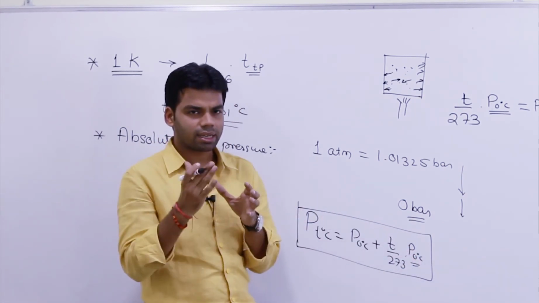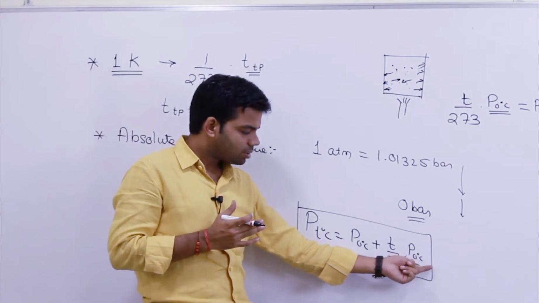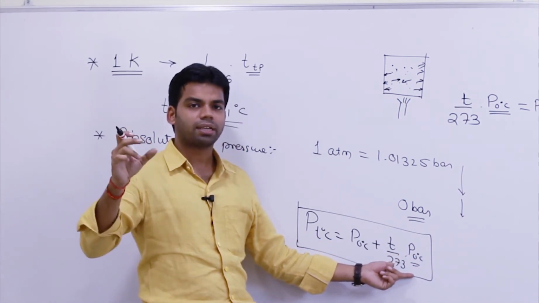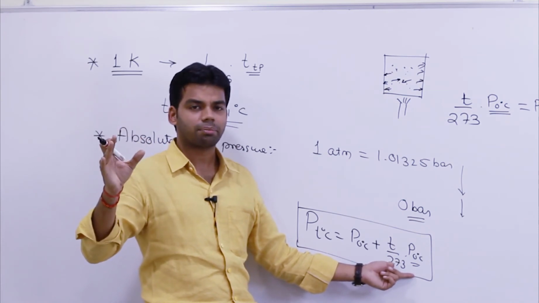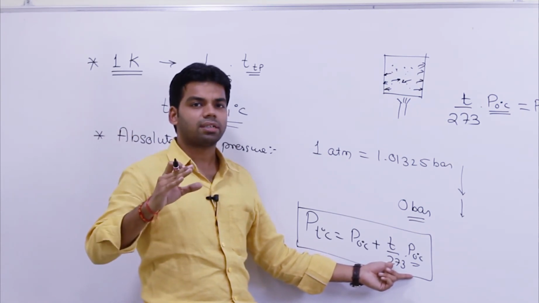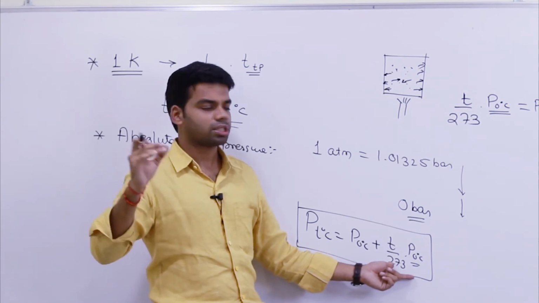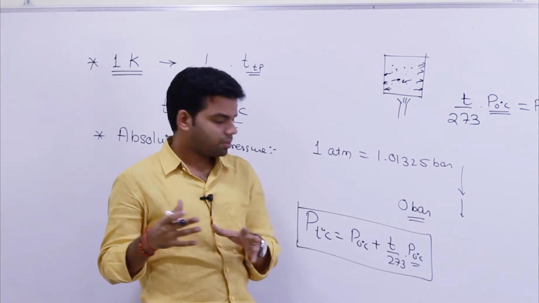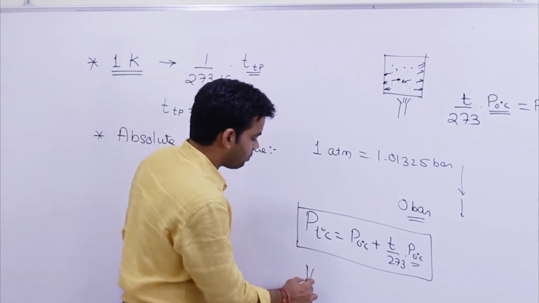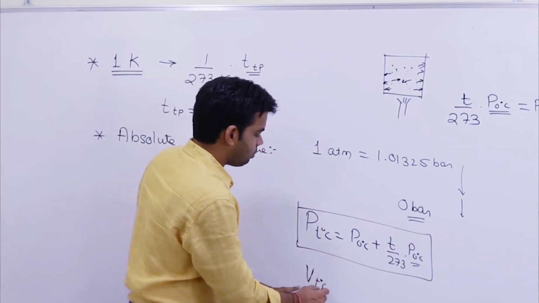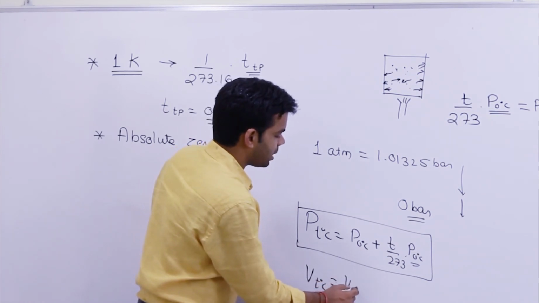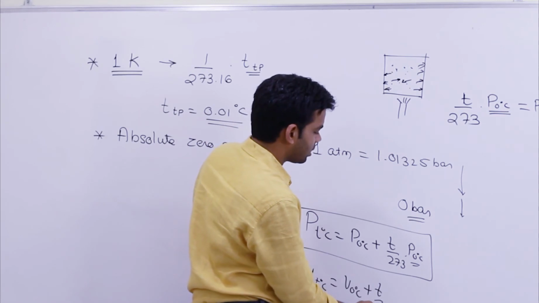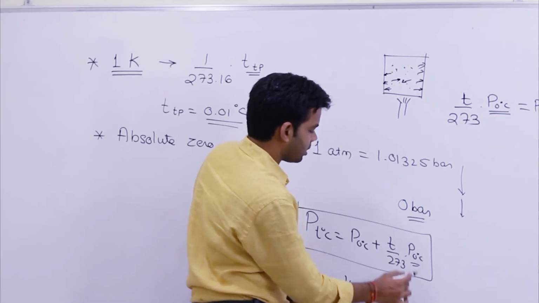Because per degree rise in temperature, how much is the increase? 1 by 273 part of P at 0 degree centigrade. That means 0.36% per degree increase in temperature. 0.36% of the pressure at 0 degree centigrade is always increasing. Getting this or not? And this is for all the gases. Similarly, volume at T degree centigrade increases in the same ratio. Volume at T degree centigrade is equal to volume at 0 degree centigrade plus T by 273 of volume at 0 degree centigrade.